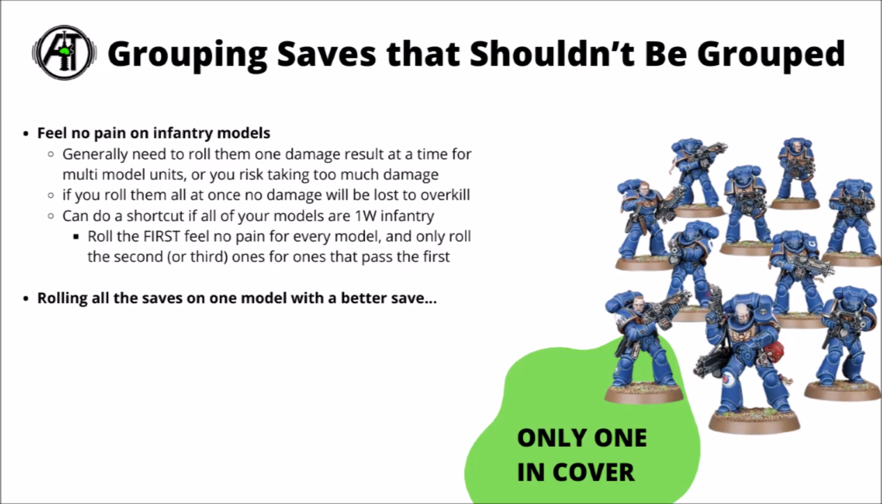Next up are a few specifics of how you roll dice, and one that can be a little bit annoying is grouping saves that shouldn't be grouped together. I've certainly seen the second example of this done quite a lot. First up though, if you've got a feel no pain type save and you're taking attacks from say a multi-damage weapon, say a 2-damage plasma gun, if you've got an infantry unit with multiple models, then usually you only need to roll those feel no pain saves one at a time as opposed to all together.